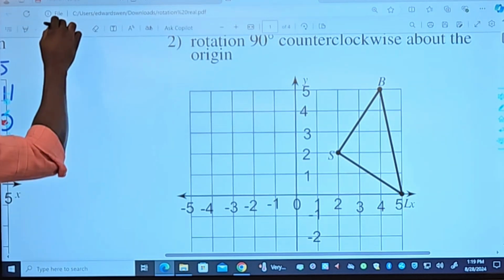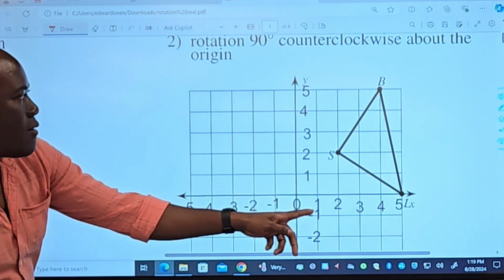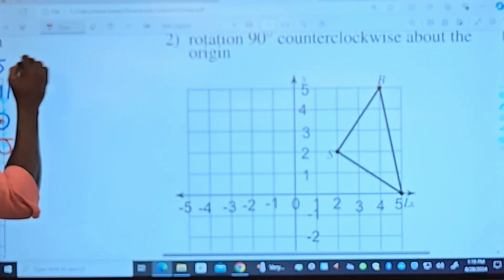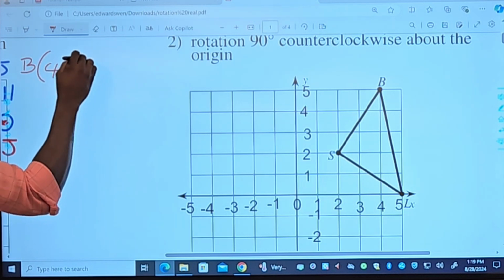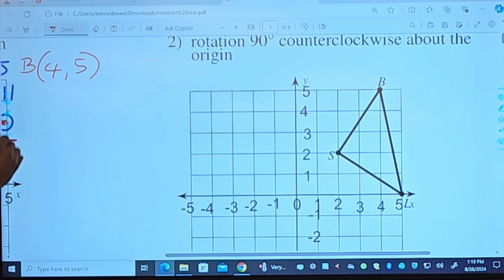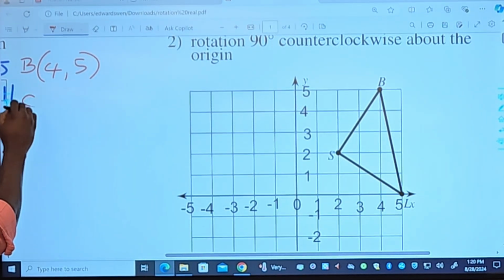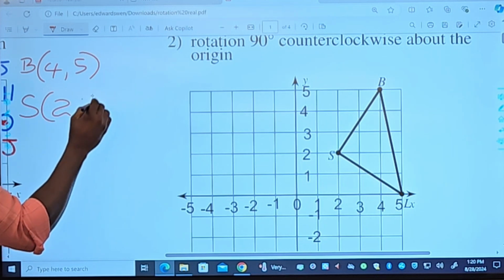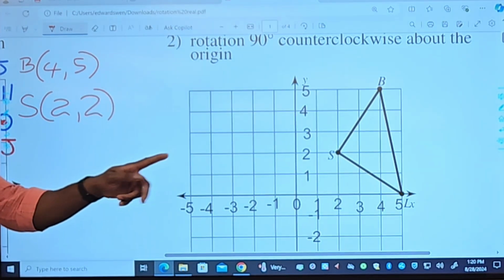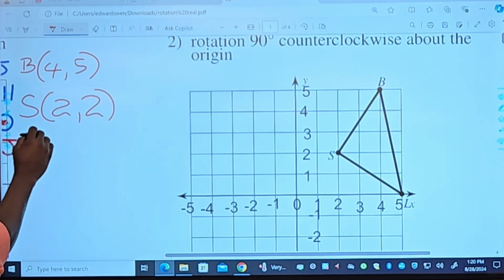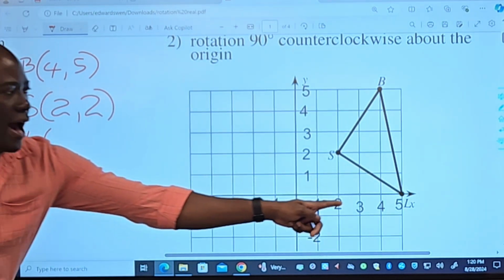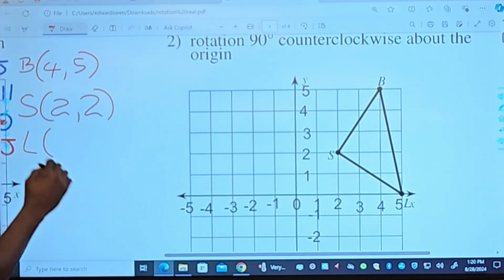All right, so we have B. B is (4, 5). What else? S. (2, 2). We have 2 meets 2. What? L. L is, no, (5, 0).